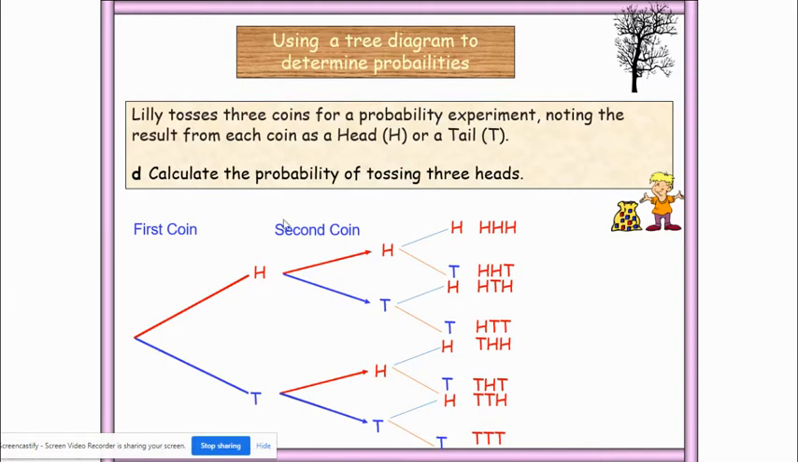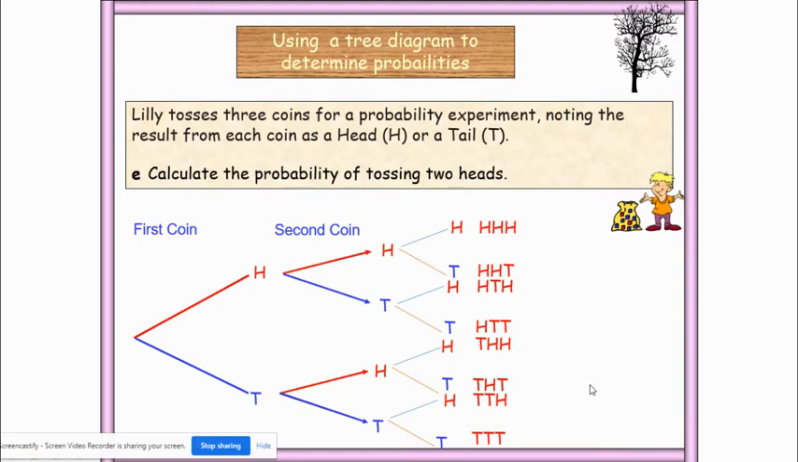D, calculate the probability of 3 heads. We know it's got to be out of 8 because we've got 8 outcomes. But how many of them have got 3 heads? There's only 1 favorable outcome, 1 out of 8. So I want you to write probability of HHH, if you can abbreviate it, otherwise you may have to write the sentence. So it's 1 over 8.